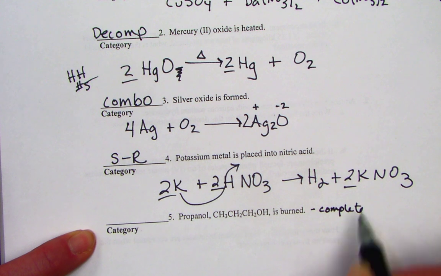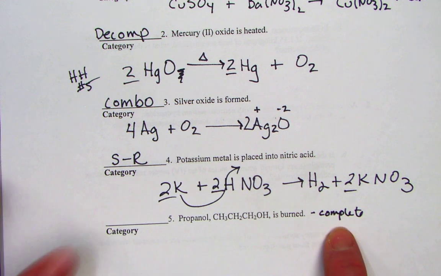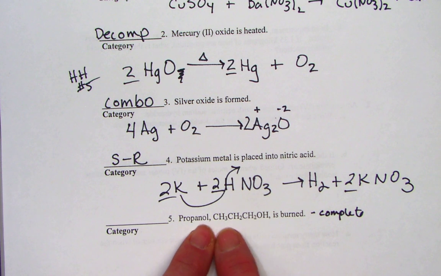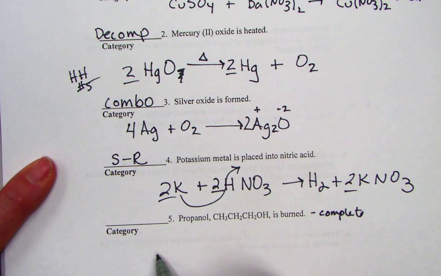In the last one, propanol is burned. Probably should have been a little bit more clear in what pattern of change. Do I want complete or incomplete? So I'll have to be careful there. I'll just say, let's make it a complete combustion. In another strategy, we said, instead of writing out all of the C's and H's and O's separately, I like to just combine them. It makes counting easier.